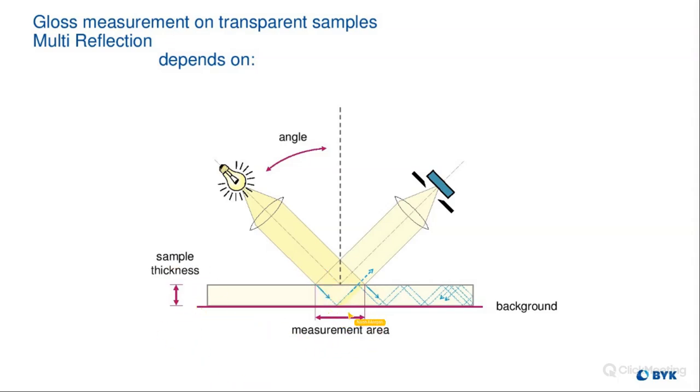Because we also have light that hits the background and gets reflected back towards the sensor, it's typically recommended to use a matte black background. This is because you want the least amount of influence from that background. A matte black background would almost make it to where zero light would reflect from that background surface. So you're basically only getting the reflection from the initial surface of the sample. That's one of the ways to combat that.